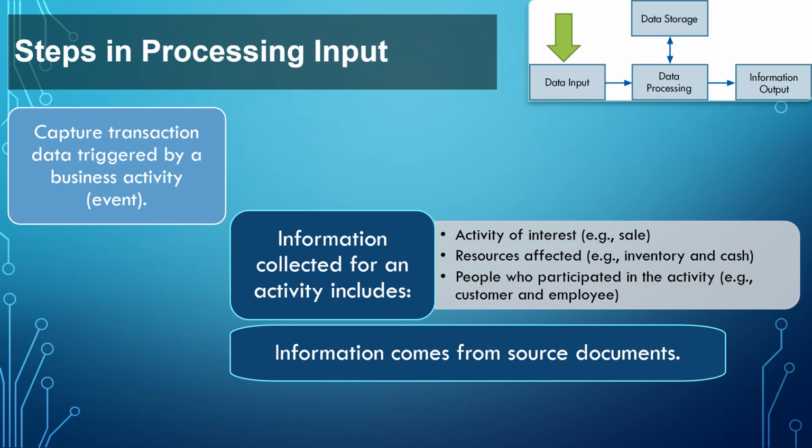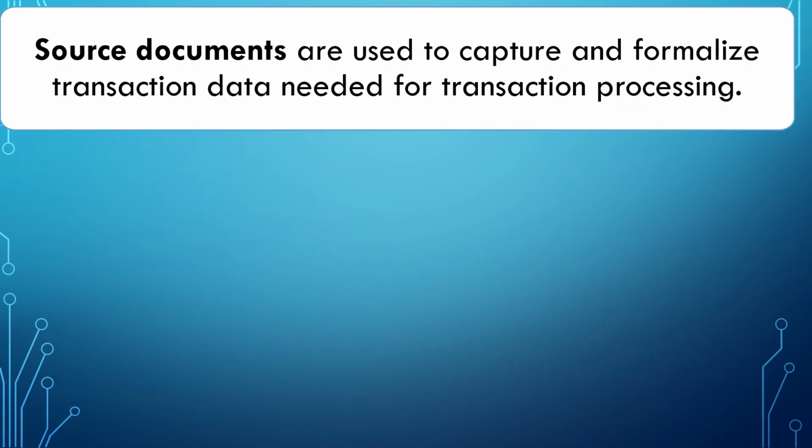And then the information should come from source documents. The information we collect shouldn't come from a vacuum. It should come from source documents. We should have documents as evidence to support what we are claiming, that this event has occurred and happened. Let's have a look at the source documents.